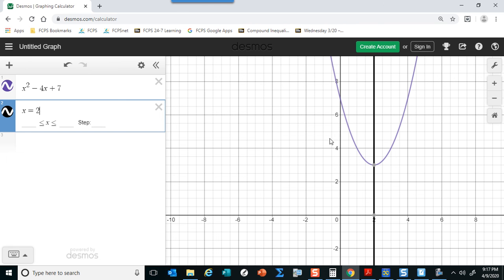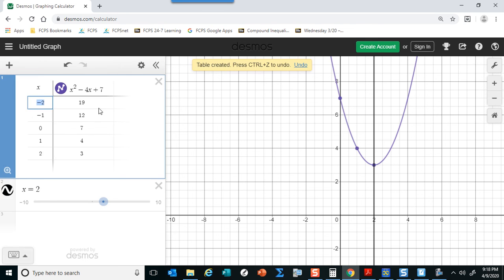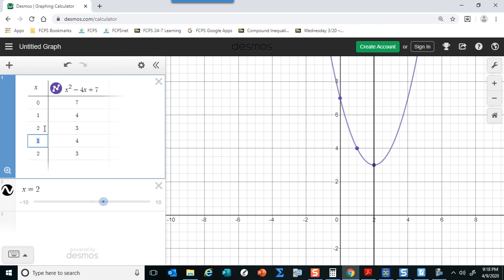Now I need 2 points to the left and 2 points to the right. Click on my function, edit list, convert to table, change that 0 to 2. And those are my 5 points. If I were to graph it by hand, I could use those 5 points. And again, my solutions are my x-intercepts, which are no solution.